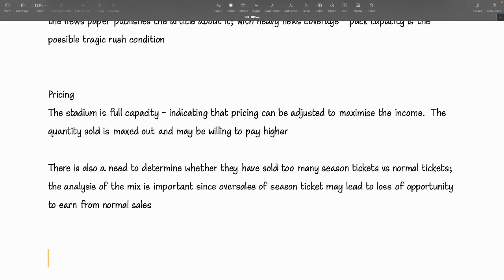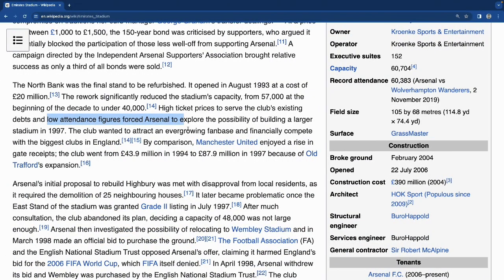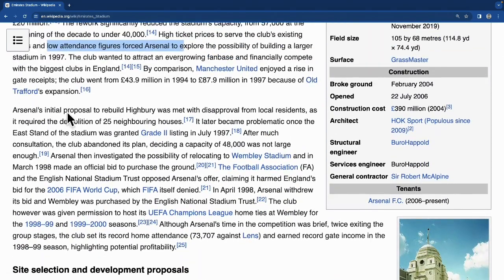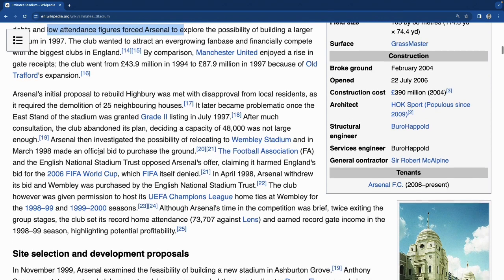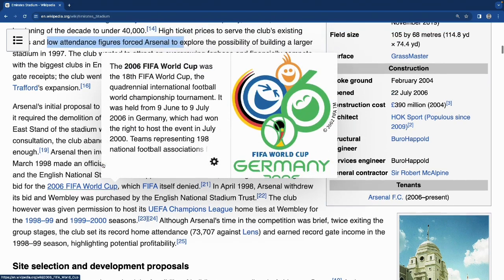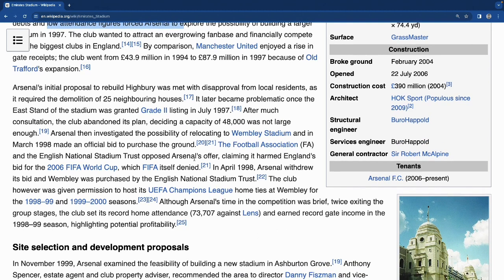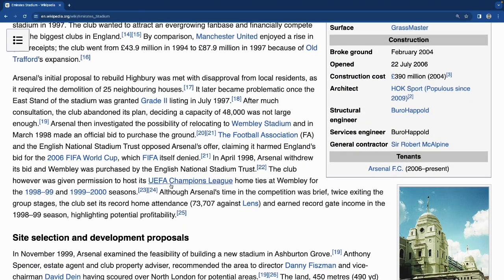So there is a pricing issue that might come into consideration in this question. Be aware, we are just looking at one problem faced by one stadium. In this case, you can see Arsenal's initial proposal to rebuild Highbury was met with disapproval of local residents as it required the demolition of 25 neighbouring houses. Problematic once grade 2 listing. The club abandoned its plans, deciding a capacity of 48,000 was not large enough. Arsenal then investigated the possibility of relocating to Wembley Stadium and bid for the ground.